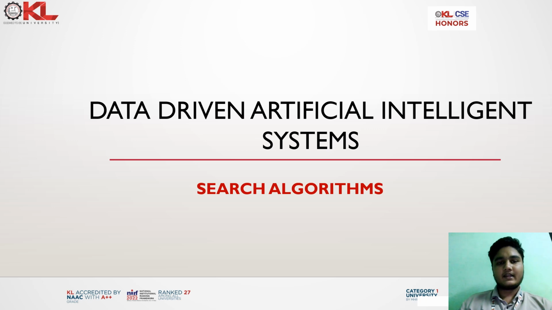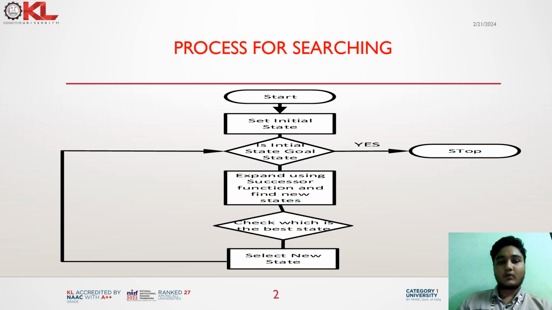Here we can see hill climbing is a simple heuristic search, and this was the process for searching which has a set initial state, which is the starting point of the algorithm. This is the algorithm of the process: start, set initial state, and if it is the goal state, it will stop. Then the problem is over.